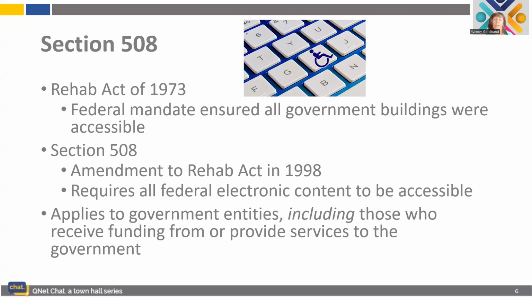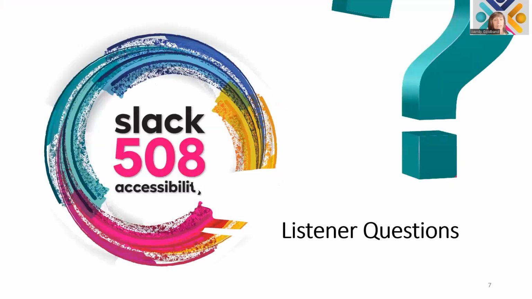Then there was Section 508. Earlier on, there was the Rehab Act of 1973, a federal mandate ensuring government buildings were accessible. They added an amendment to the Rehab Act in 1998, which was Section 508, and that requires all federal electronic content to be accessible. This applies to government entities, but also includes any business that is receiving funding or providing services to the government. So that includes contractors.